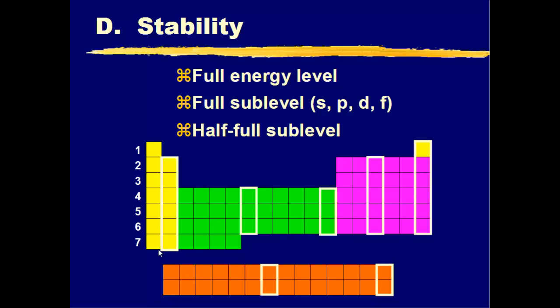The final configuration that gives a little bit of stability to an element is if the sublevel is half full. The D5s are outlined in white here, the P3s, and the F7s. If you think about the orbital diagram, you'll see where the stability comes from. D's have 5 blanks, and if the element has 5 electrons, there's 1 electron in each one of those orbitals, so it's half full. That makes it a little less reactive than other elements' configurations will be.